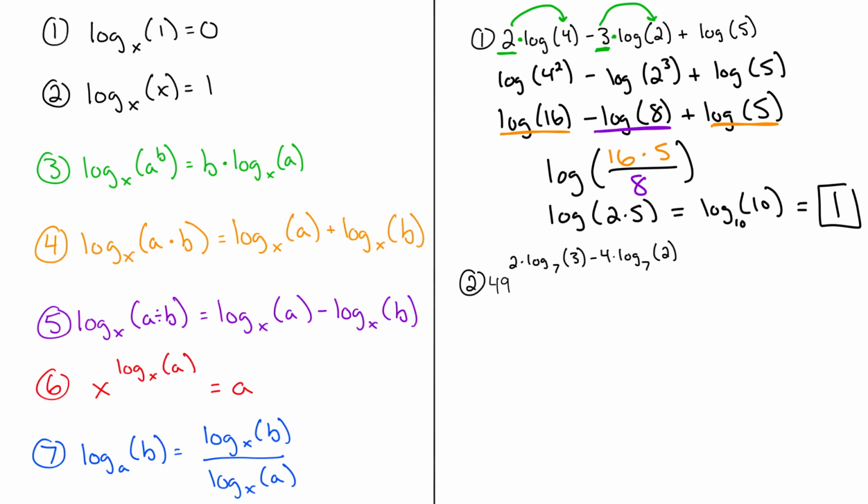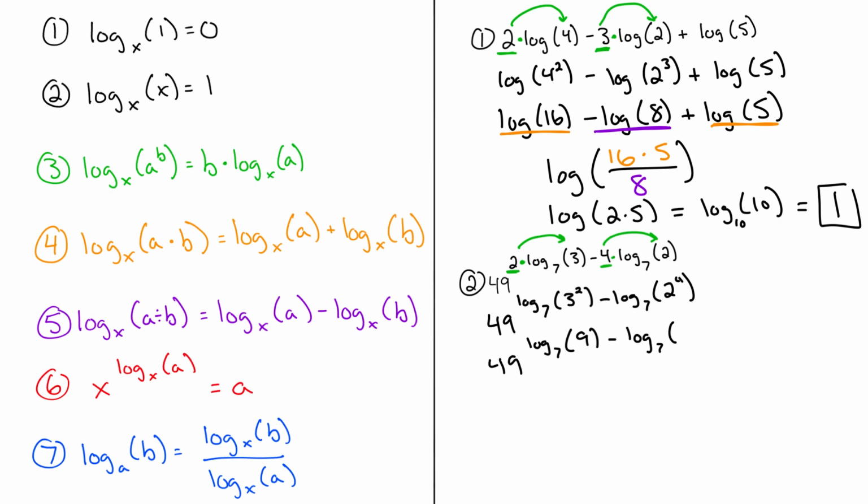First thing I notice with that exponent of 2 times log base 7 of 3 minus 4 times log base 7 of 2 is this is a property 3 problem because I am multiplying by 2 and I am multiplying by 4. So I can bring those inside using property 3 as exponents. So that's going to give me 49 to the power of log base 7 of 3 squared minus log base 7 of 2 to the 4th power, which I'm going to simplify, get 49 to the power of log base 7 of 9 minus log base 7 of 2 to the 4th, 16. I am subtracting two logarithms. That screams to me property 5. I'm subtracting two logarithms. So I can combine those together in division. That is 49 to the power of log base 7 of 9 over 16.